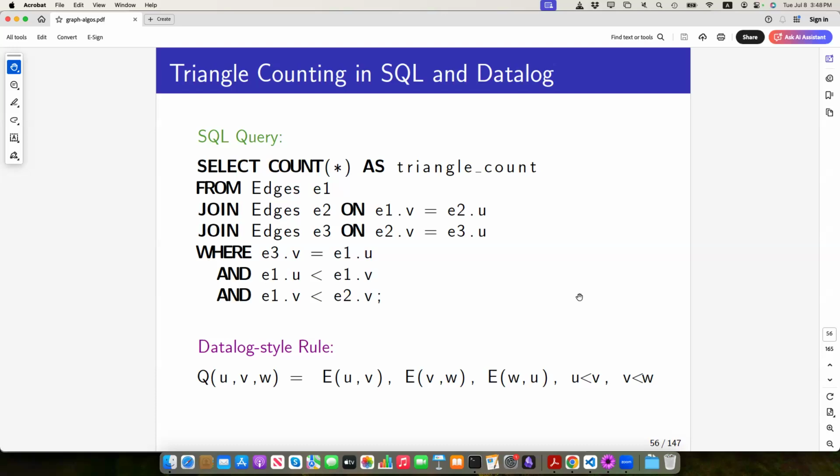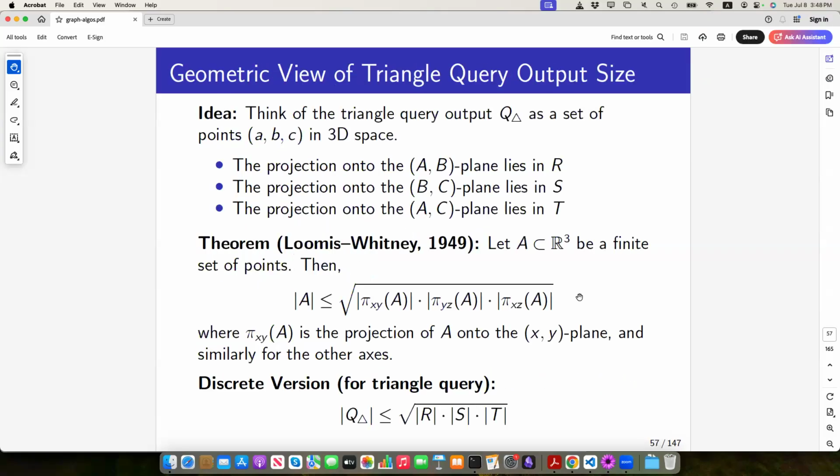And in Datalog, you can actually express it as a conjunction in this way. So I want to find all tuples U, V, W, where UV is an edge, VW is an edge, WU is an edge, and U is less than V, and V is less than W. These are 2 queries that can actually give you the triangles in a graph.